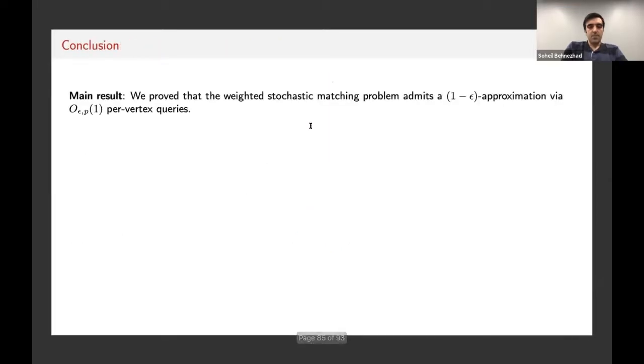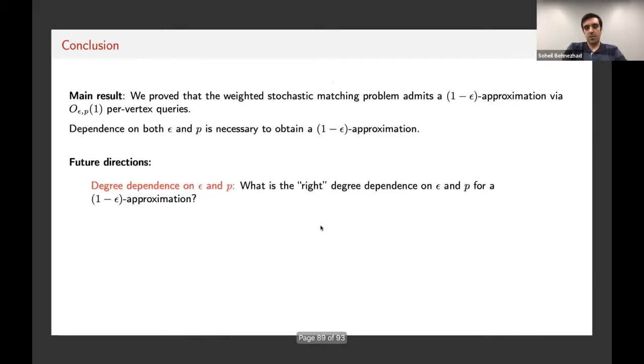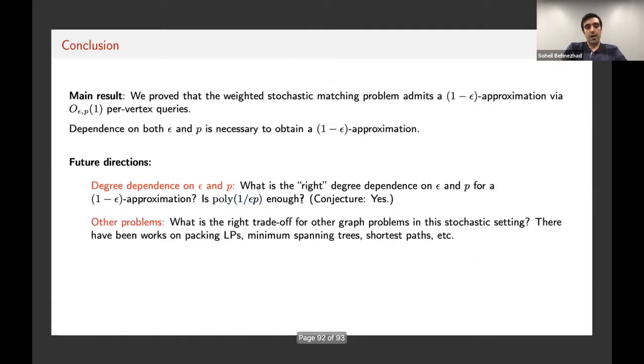And in conclusion, we proved that the stochastic weighted matching problem admits a 1 minus epsilon approximation by querying only a constant number of edges per vertex, so long as epsilon and p are constants. And one particularly nice open problem is whether or not we can reduce this dependence on epsilon and p to polynomial. We conjecture that this should be the case, but we just don't know how to do it. And it's also interesting to see which other problems admit efficient non-adaptive query subgraphs. In particular, this problem has been studied for various packing problems, minimum spanning trees, and shortest paths. And there are still a lot of other problems to explore. I'd be happy to take any questions.